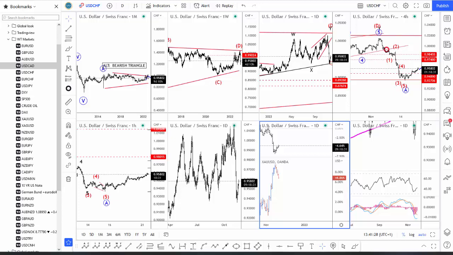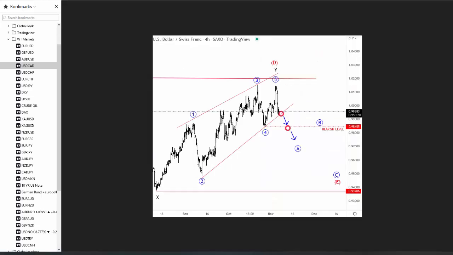I will this time talk about some educational stuff. I will look at the ending diagonals that recently unfolded on dollar Swiss franc, and I will also touch gold because of the correlations. So back at the end of October, at the start of November, we have seen US dollar moving sharply across the board.